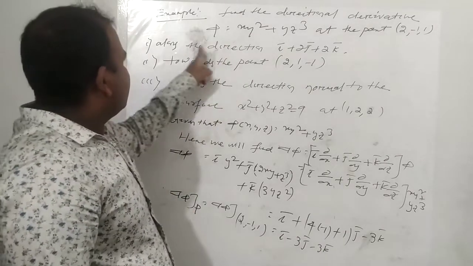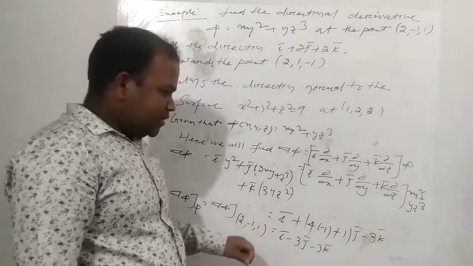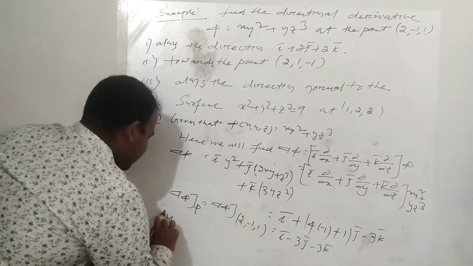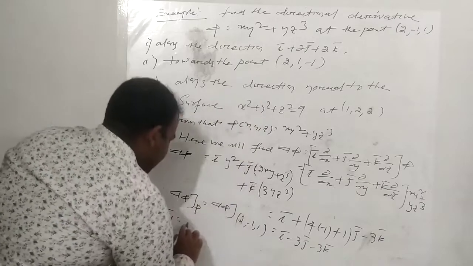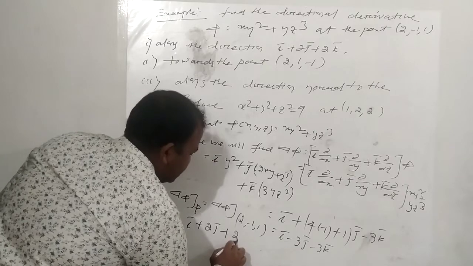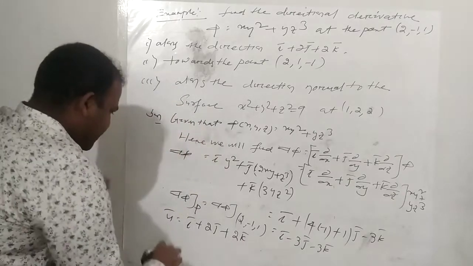So along the vector, now you will solve based upon the first one. That is, the u vector equals, what? That is i plus 2j plus 2k. Then what is the value of the modulus of u vector?